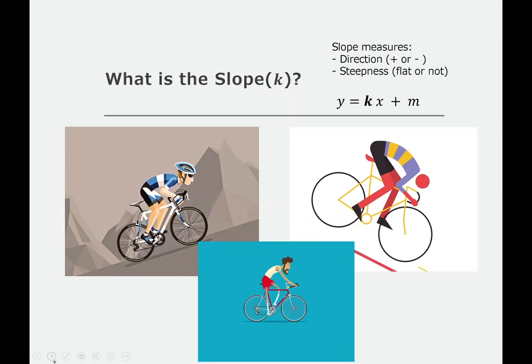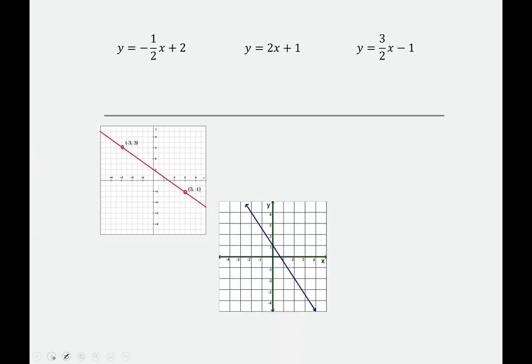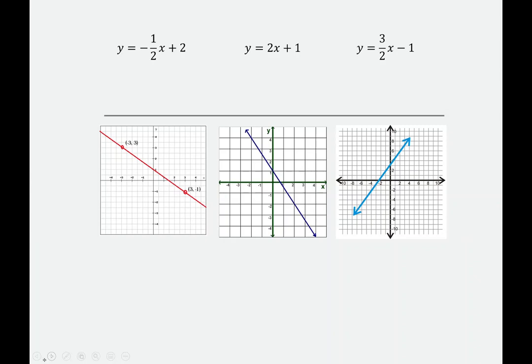So in graphing, slope is going to refer to two things. It's the direction and it's the steepness, whether our line on our graph is flat or not. And slope is going to be letter k in our equation. Keep this in mind as we move along. So let's take a look at some examples. We have equations and we have graphs. Just remember that these are not the equations for the graphs below.